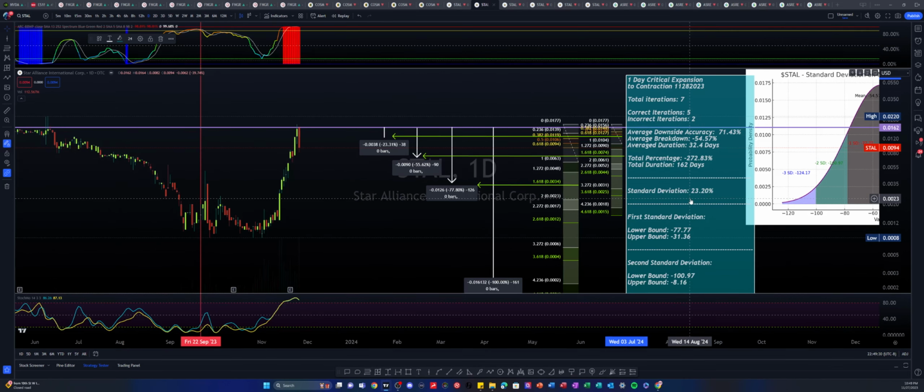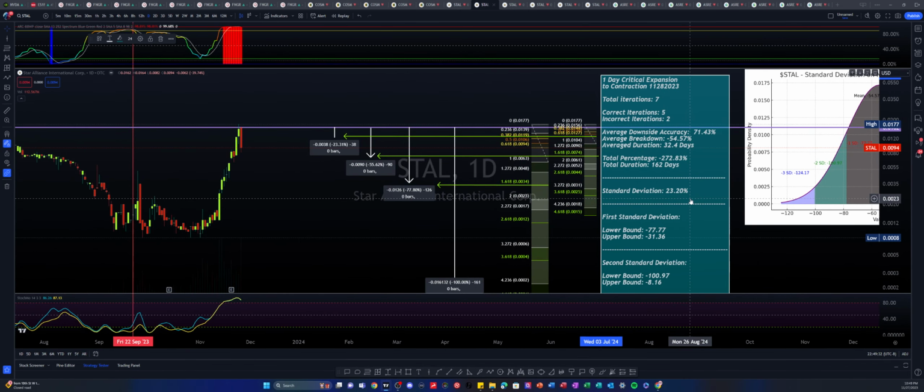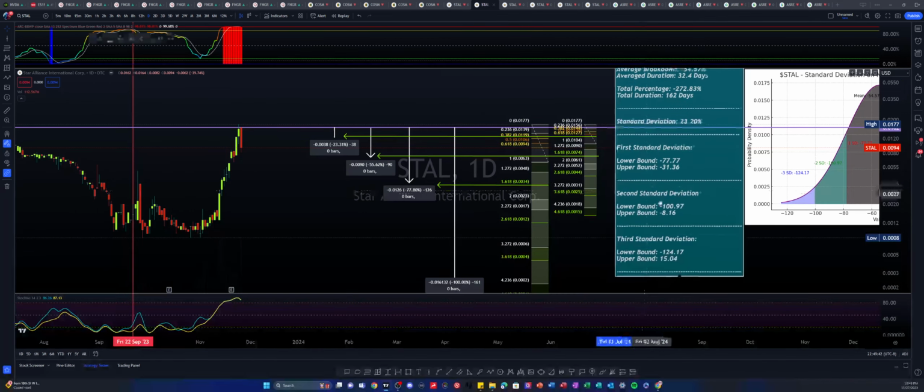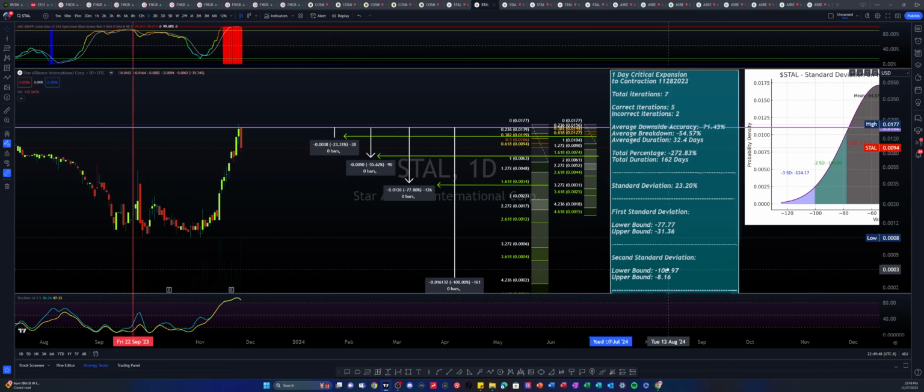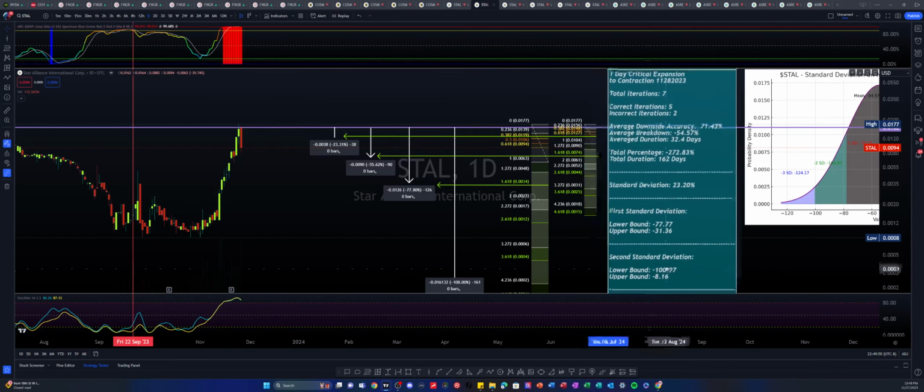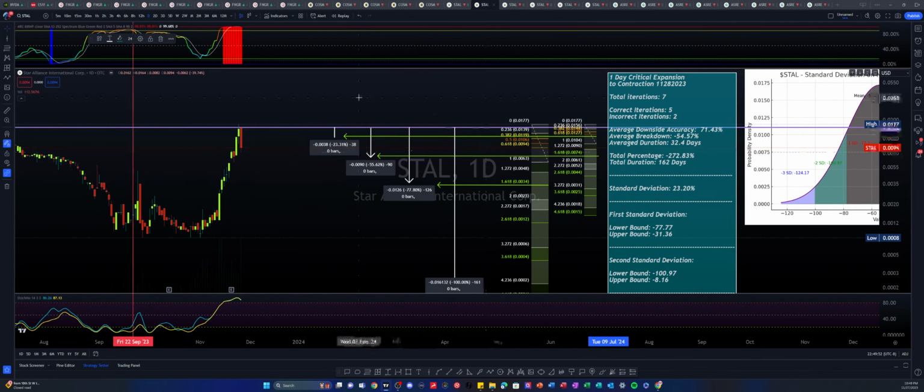And I also went ahead and calculated the upper bounds and lower bounds of the first, second, and third standard deviations. But I'm just going to be clear here that the second and third standard deviations will not be able to be used because they are greater than 100% loss, right? So that's obvious. We can't go beyond 100% because there's only so much you can lose beyond zero, right? Otherwise it would be a huge rug pull, right?